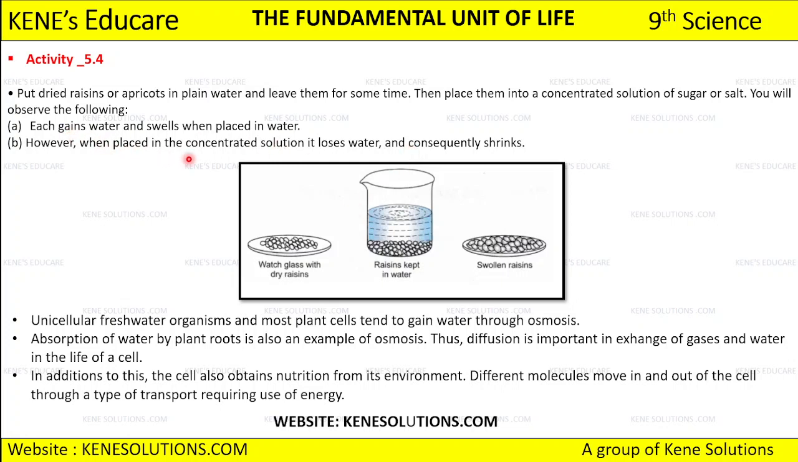So when there was concentrated solution, there was no water, so water from inside the raisin is going to move out and the raisins are going to shrink. So this is the same result that we got with respect to the eggshell, right? So unicellular freshwater organisms and most plant cells, they tend to gain water during osmosis, through osmosis.